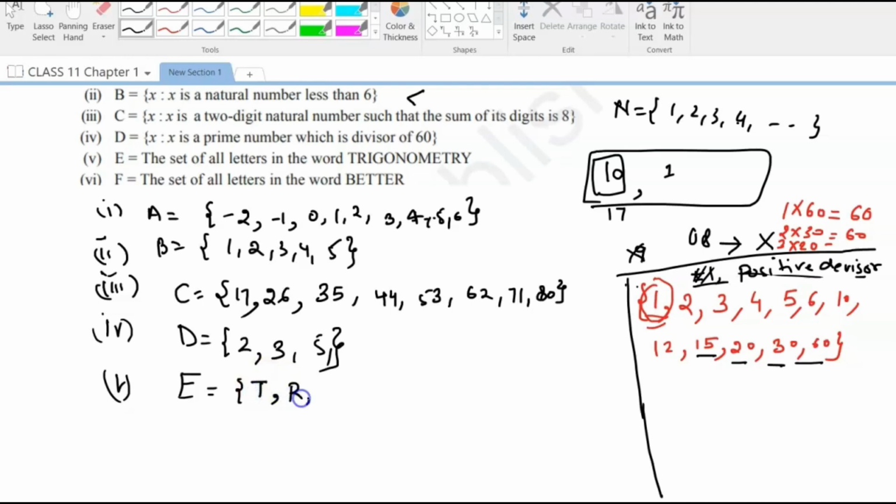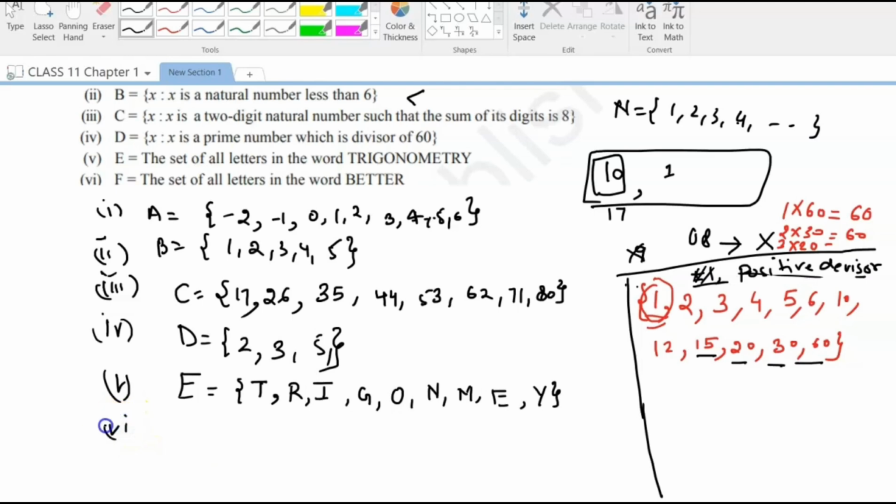So T, R, I, G, O, N. Now we will not repeat the next letter O. M, E, T. Again, we have already written that letter, so we will not write T. R, we have written that letter, so Y. So this is the set of all letters in the word trigonometry. We do not need to write T twice or R twice or O twice.